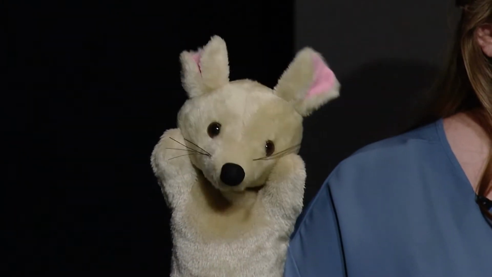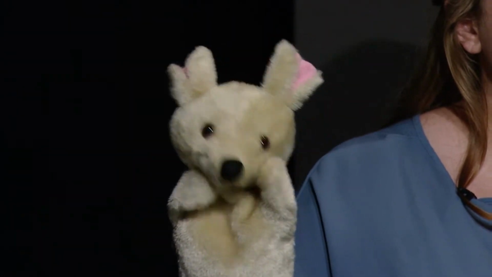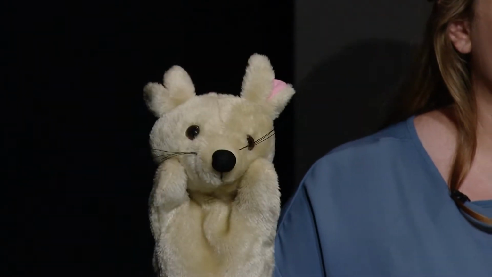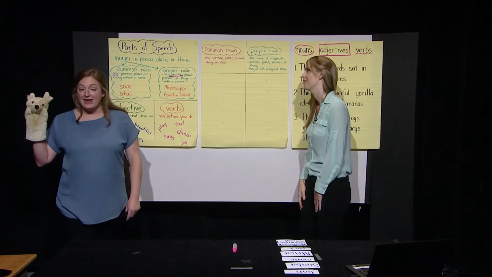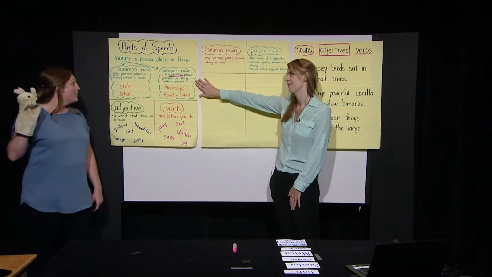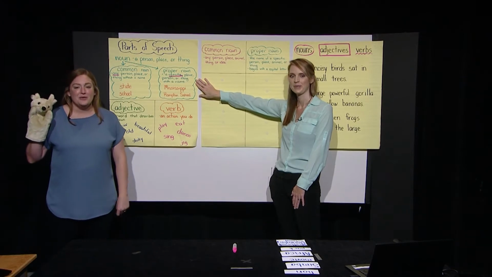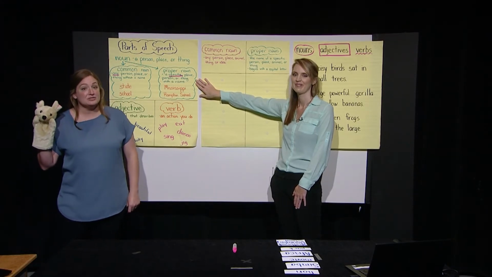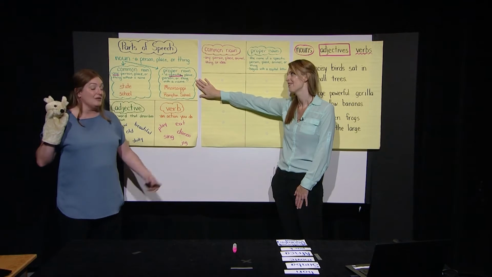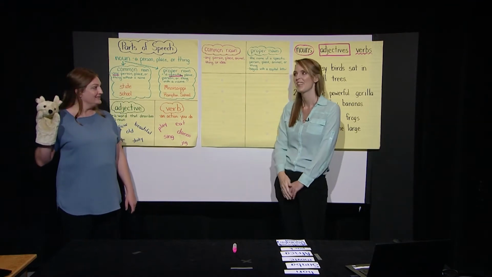Oh, I get it now. But what is a proper noun? Let's look back at our anchor chart to help us. Proper nouns are the names of specific people, places, animals, or things. They begin with a capital letter.